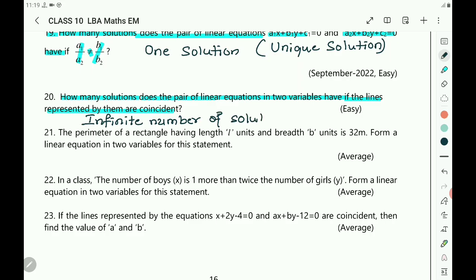Infinite number of solutions. Then you take question number 21.